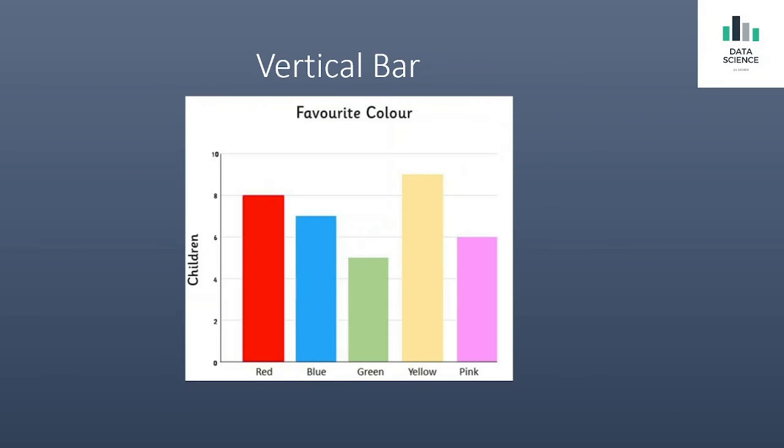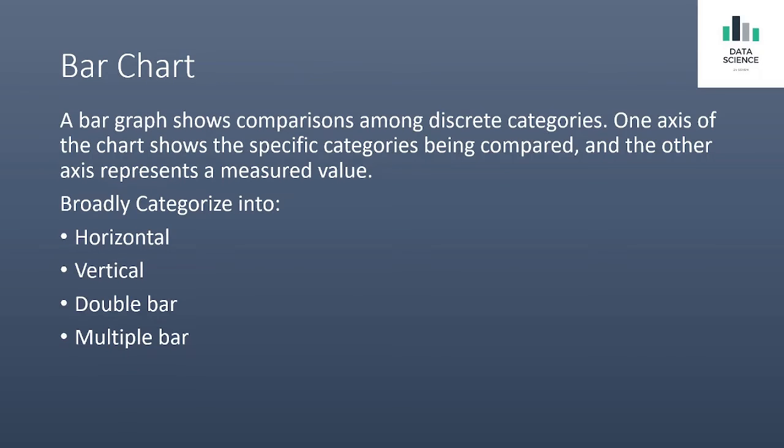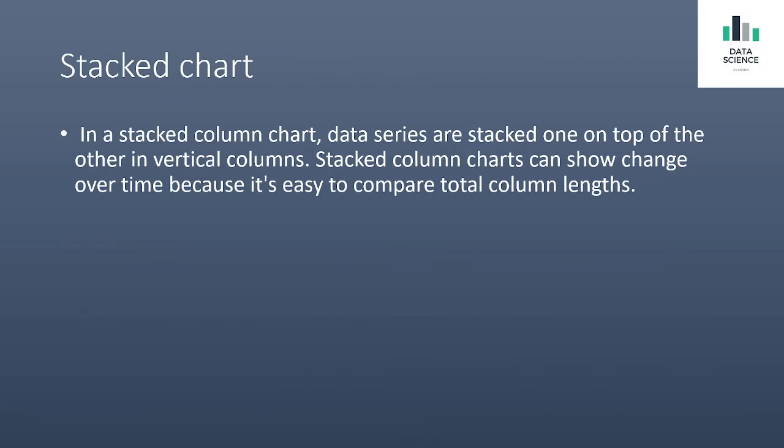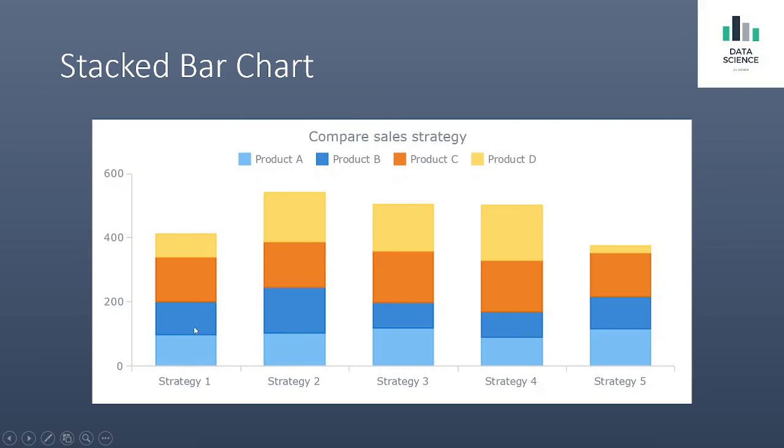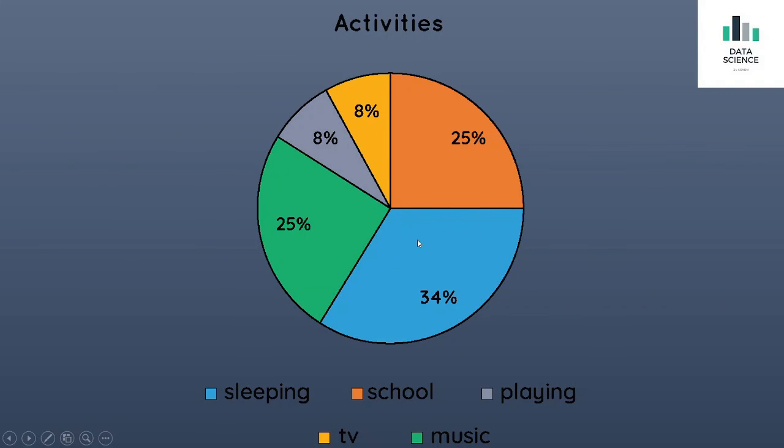Okay, so after pie chart, we have stacked bar chart. So in stacked, as the name itself is suggesting, it is a column chart first of all, and data series are stacked one on top of the other in vertical columns, like this. Stacked column charts can show change over time because it's easy to compare total column length.